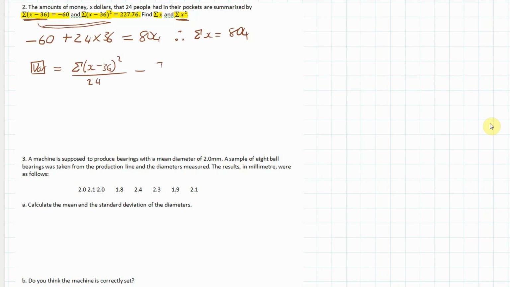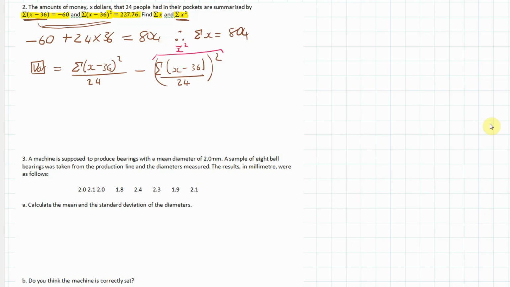So that would be, now to find the mean in this case, that would be the sum of X minus 36 over 24, because there's 24 people, right? The mean squared. So this bit here is what we have normally in the formula, that mean squared. Okay, now, if we just chuck in some data for this to see what we come up with.